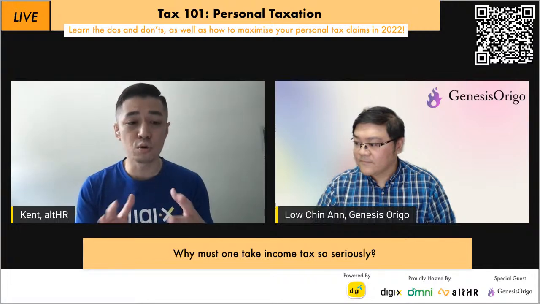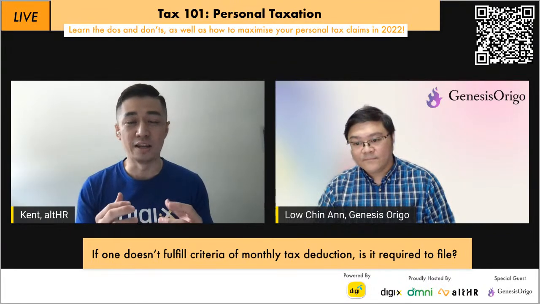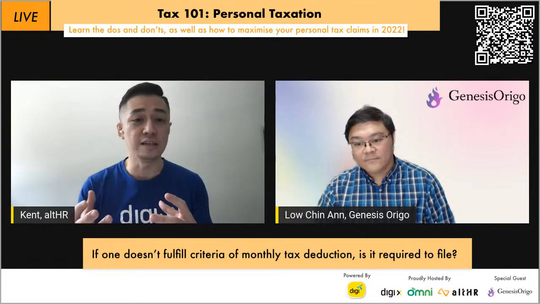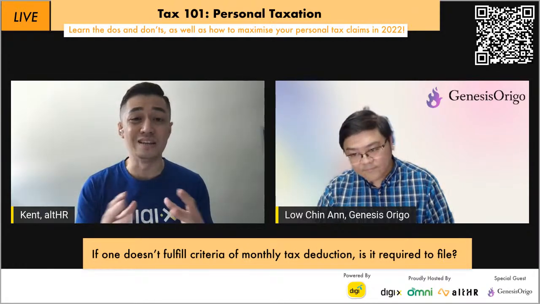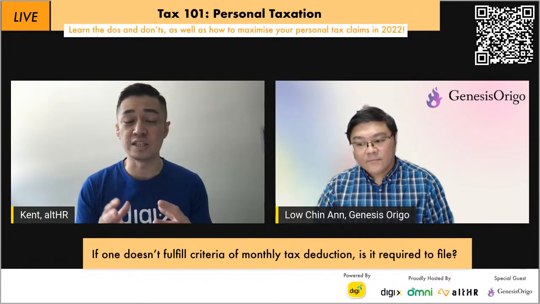So I think that also relates with what we just talked about, right? How does one know if I'm supposed to file my tax returns when, let's say, my company doesn't deduct the MTD, monthly tax deductions, or probably I didn't fulfill that criteria? So what should I do as a tax resident to find that out?